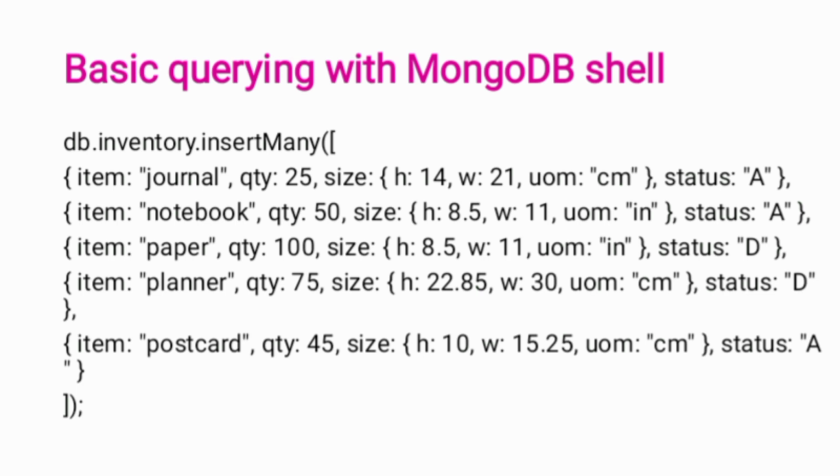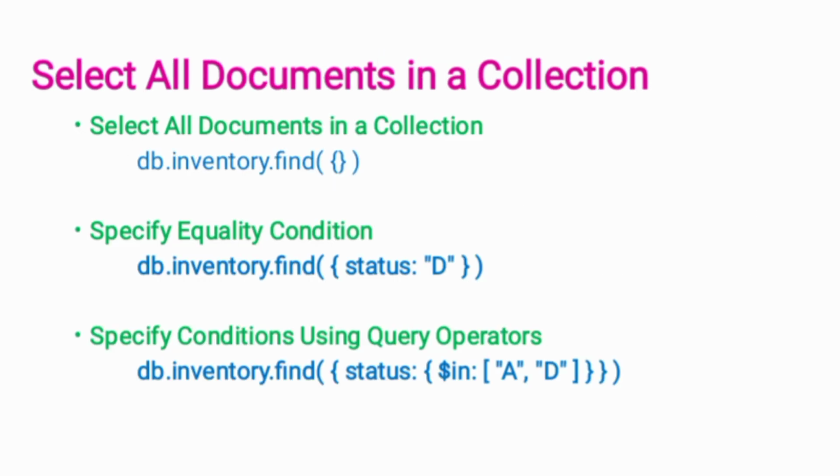Similarly, we have some other documents also: notebook, paper, planner, postcards. Each document represents a different item with its attributes, and these documents are being inserted into the inventory collection in the database. Next, we have some queries. Select all documents in a collection. To select all documents in the collection, pass an empty document as the query filter parameter to the find method.